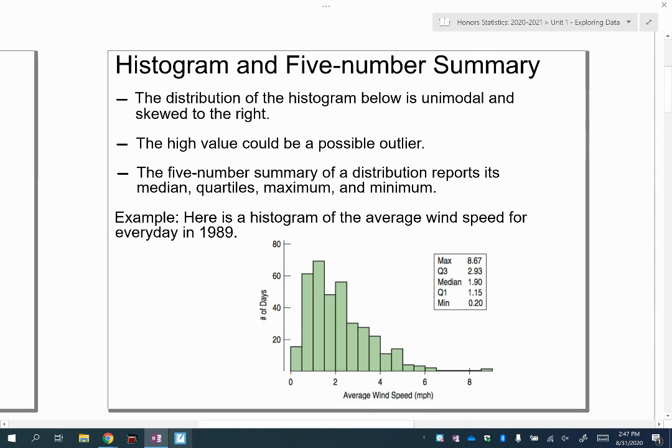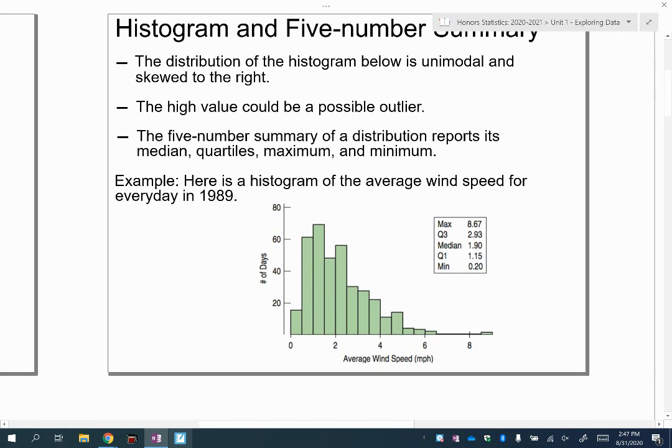All right. And this example of a histogram here is from the textbook, where it gives the average wind speed for every day in 1989. So you can see this. I would describe the distribution of this histogram to be unimodal with some skewness to the right. And you can even see there's a gap between what looks like about 6 miles an hour. There's a gap to over 8 miles an hour, that max of 8.67.